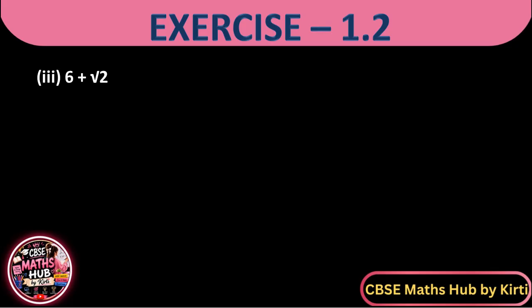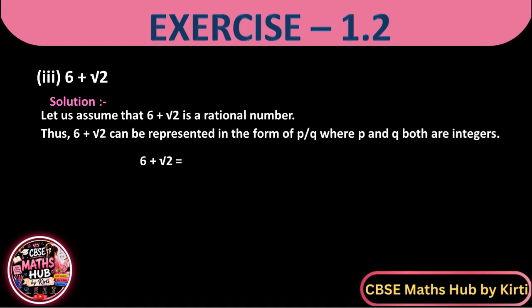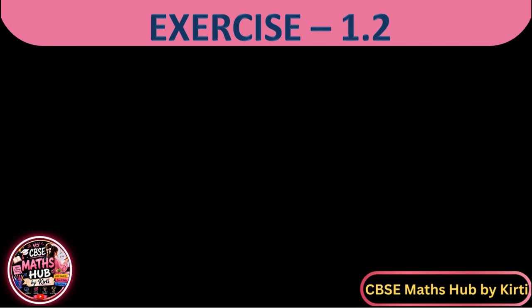Now, let's solve the third part. We have to prove that 6 plus root 2 is irrational. First, let us assume that 6 plus root 2 is a rational number. So, it can be written in the form of p upon q. Now, moving 6 to the right-hand side, we get root 2 is equal to p minus 6q upon q. Let's see the conclusion in the next slide.